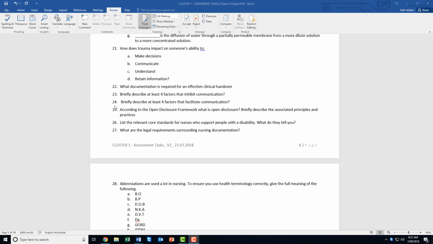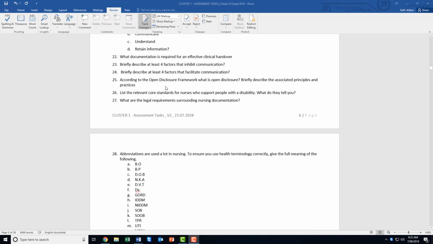And similarly, question 24, briefly describe at least 4 factors that facilitate communication. So you're looking at the opposites there. The first one is 4 factors that inhibit communication, or prevent it, stop it in some way. 24 is 4 factors that facilitate it, what makes it easier, and how do they do that. Question 25, according to the open disclosure framework, what is it? And briefly describe the associated principles and practices that will be in your books.